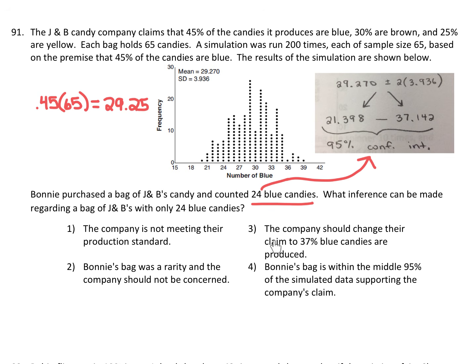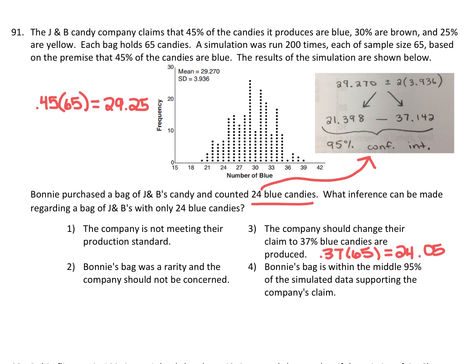All right, choice 3. The company should change their claim to 37% blue candies are produced. Okay, so even though 37% of 65 is approximately 24, which is what Bonnie had, they don't need to change their claim, okay? Bonnie's bag was one bag. Each bag is going to be different. They don't need to change their claim based on this one bag. Their claim is that 45% of the candies are blue, and this is the 95% confidence interval, and 24 is a normal occurrence. It falls within that interval.